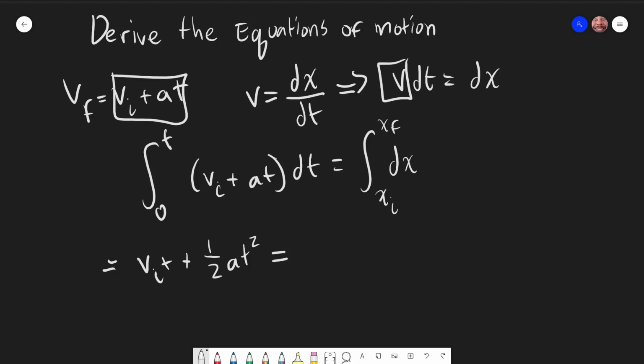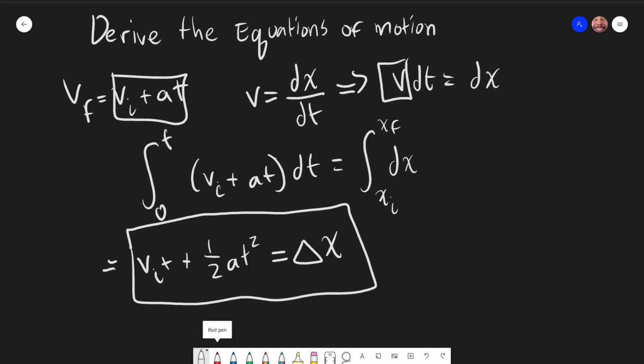For the second integral, we have x position final minus x position initial, and the difference in the x's is literally just the displacement. So already we have our second kinematic equation.